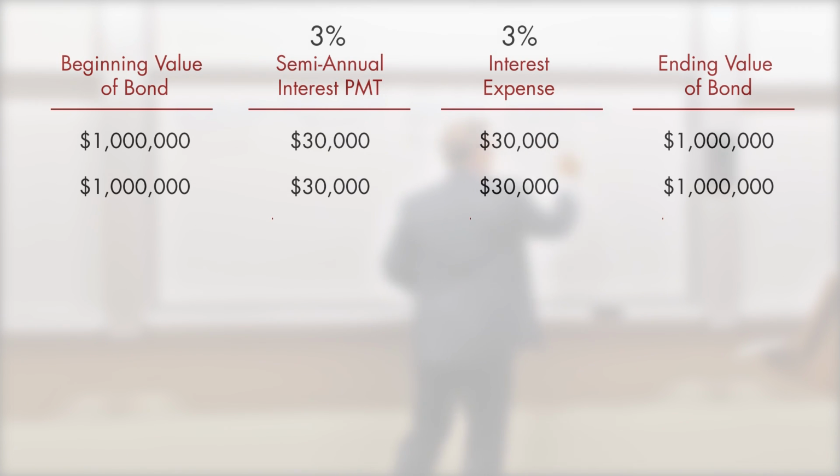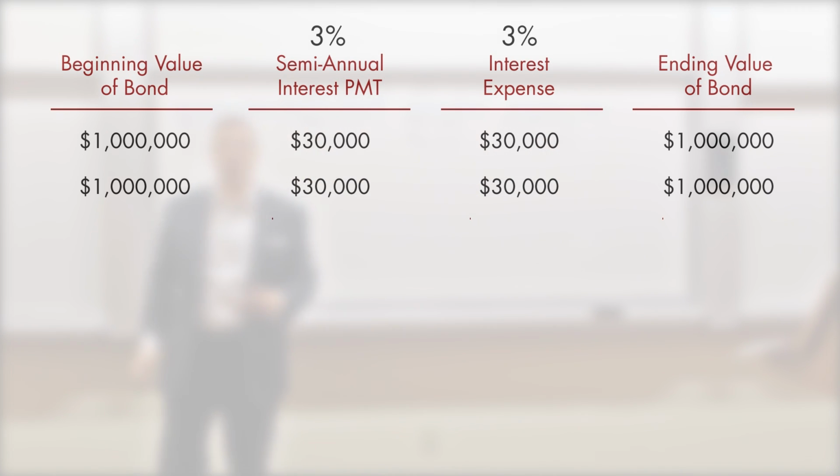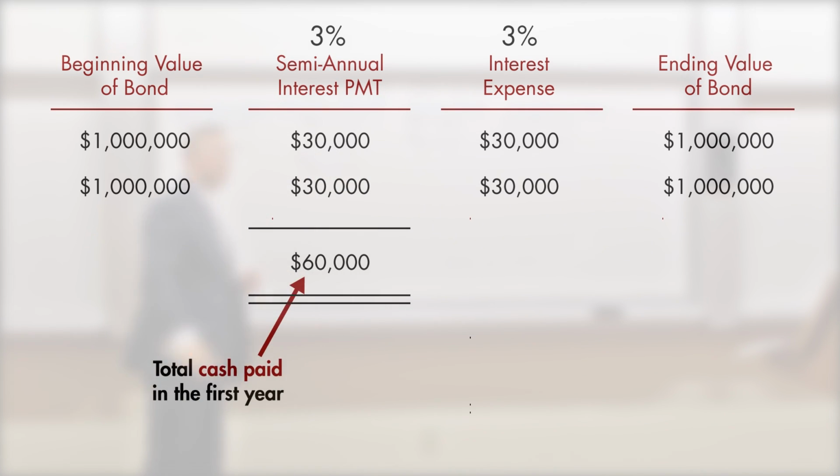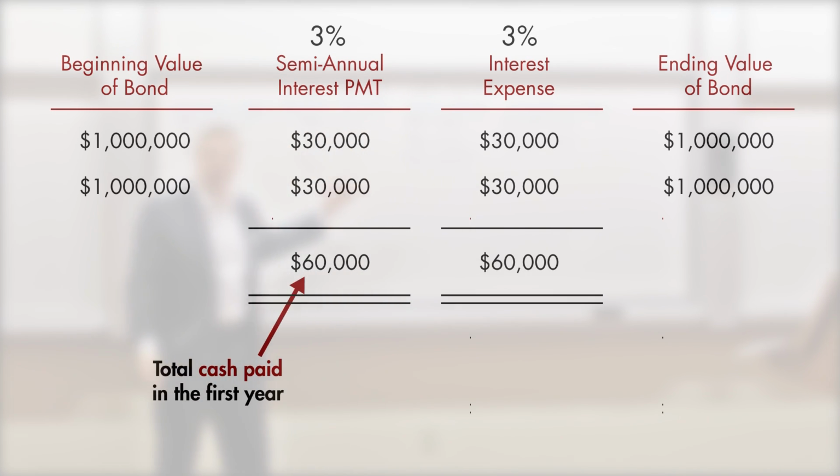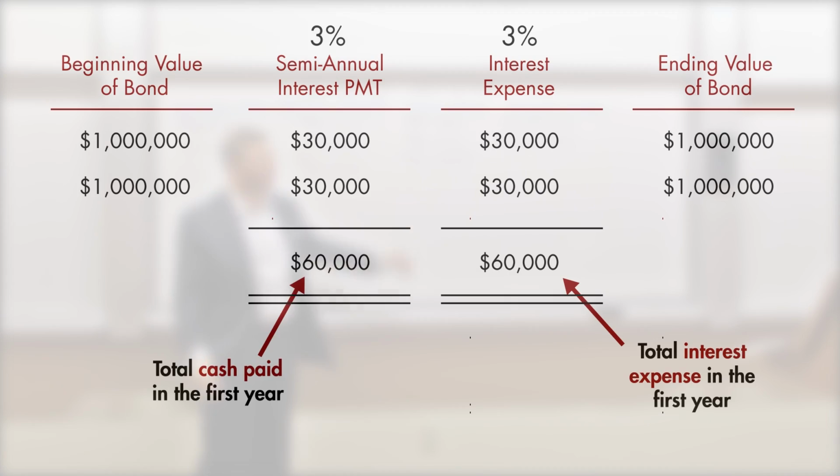So to answer the question, how much cash went out the door in this example in the first year, that is my semi-annual interest. $60,000 went out the door in cash payments to the bondholders for taking the risk of buying this bond. My interest expense shows up on my income statement, and that also, because the market rate was equal to the coupon rate, is $60,000.